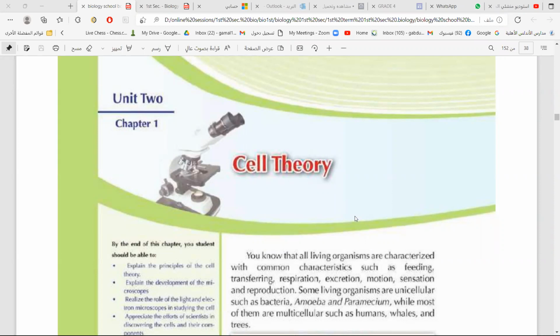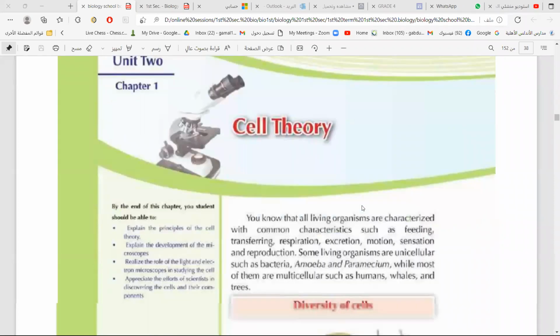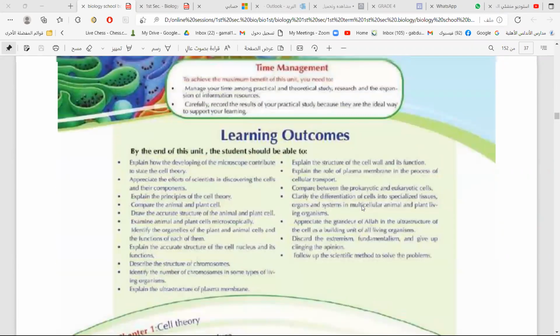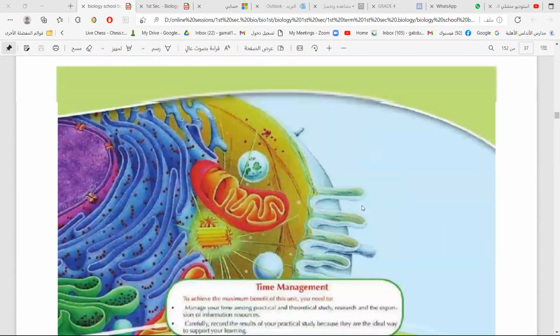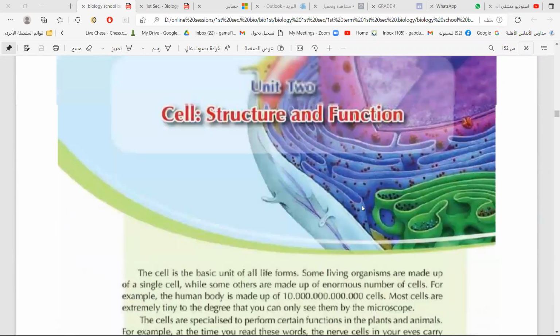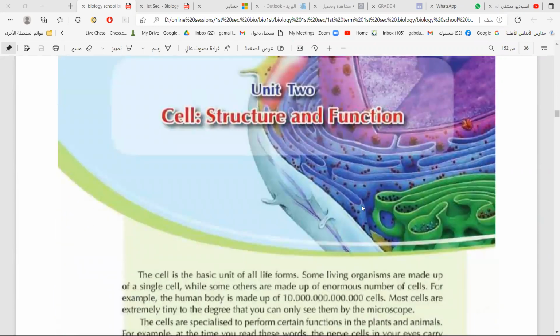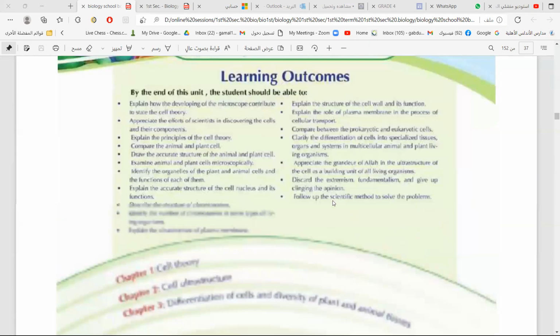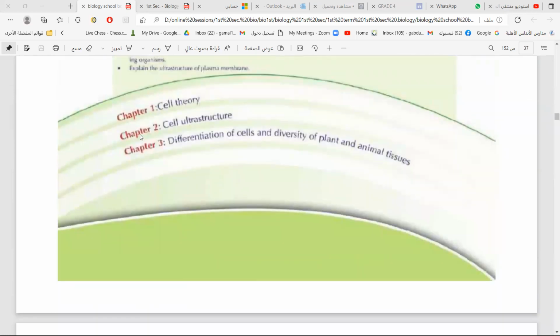Today, inshallah, we'll start Unit 2, Chapter 1, talking about the cell theory. In Unit 2, we are talking about the cell and the cell ultrastructure, the cell structure and function. Unit 2 is talking about the cell structure and function. We have 3 lessons in this unit or chapters.